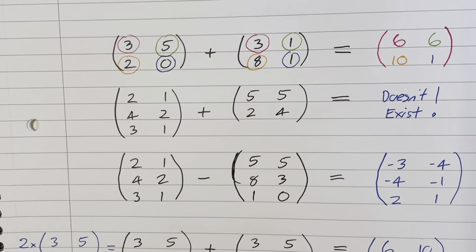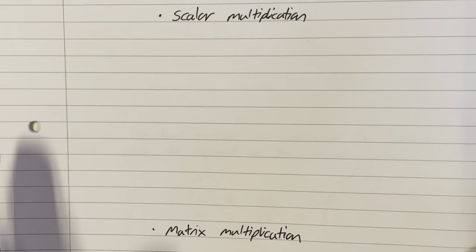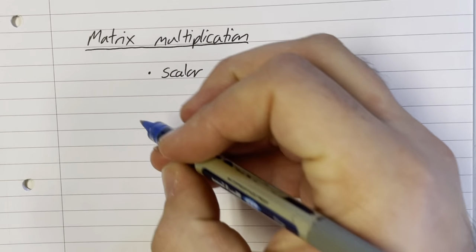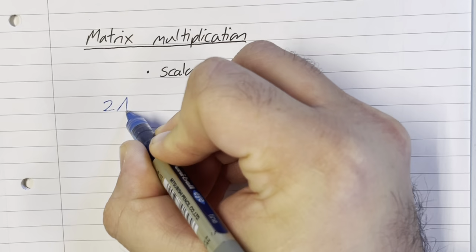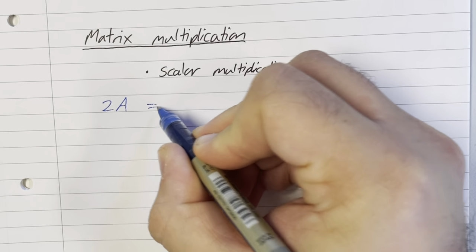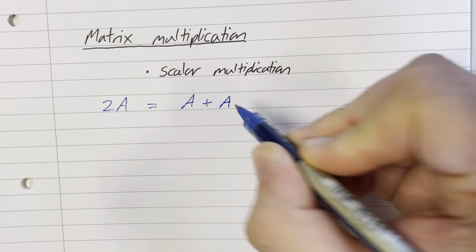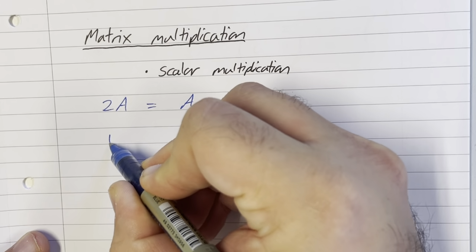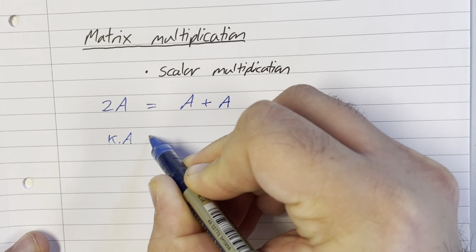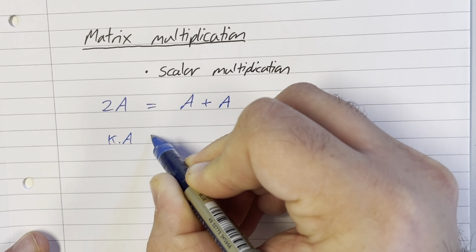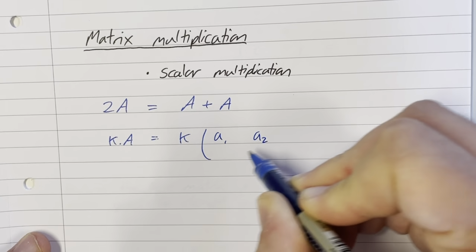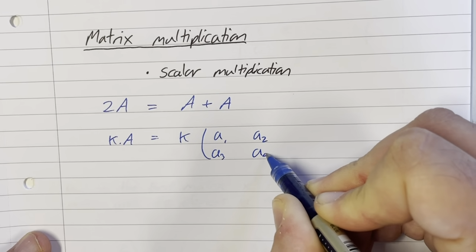And then on to the trickiest part of the lesson, matrix multiplication. So we've looked very briefly at scalar multiplication already. So 2A is just A plus A. Okay, so it's exactly what you'd expect. More generally, if you have k times A, then what you would do is, well, let's say A is the matrix A1, A2, A3, A4.